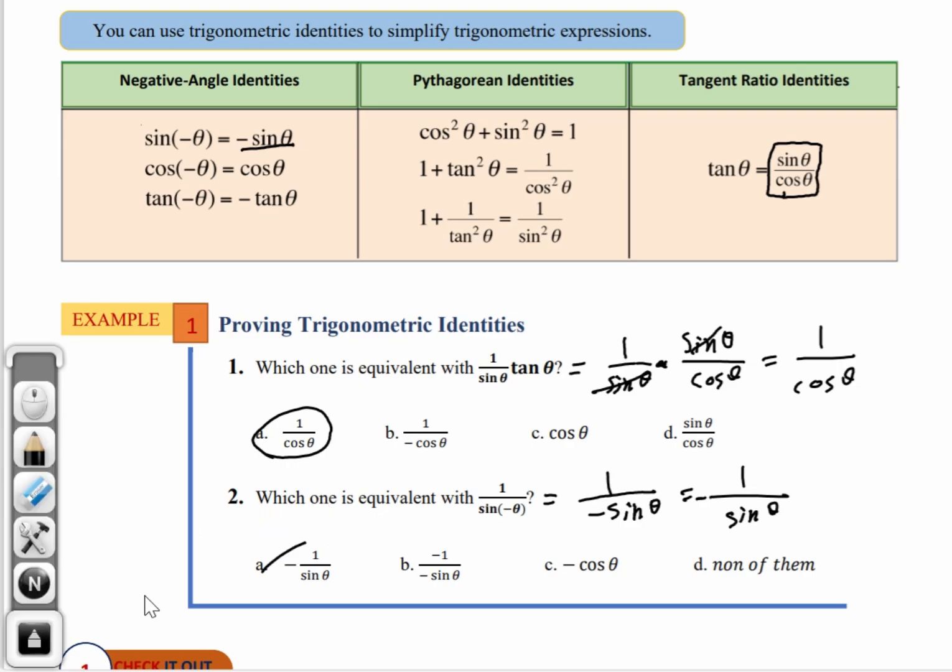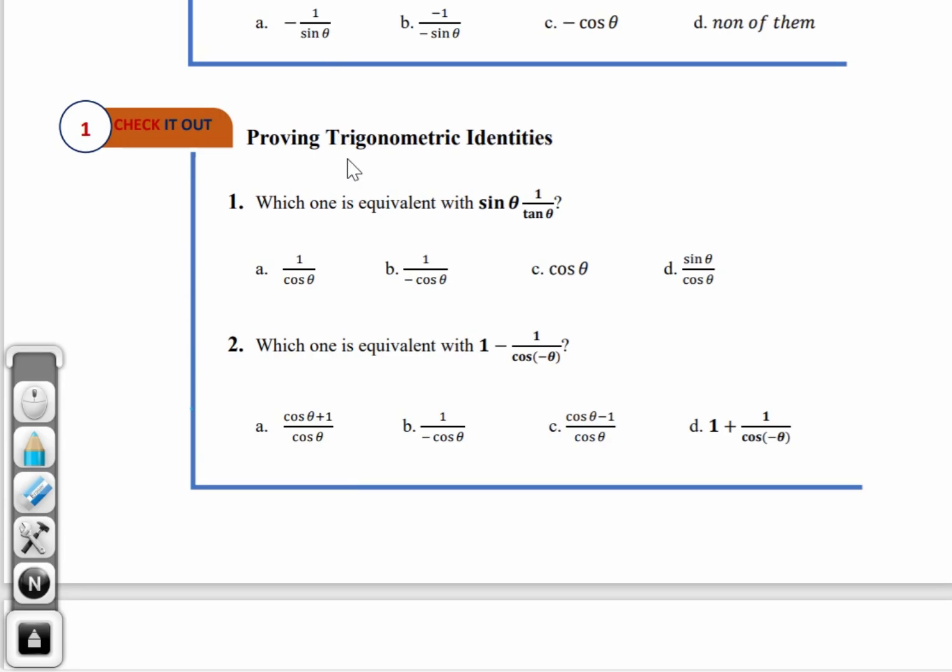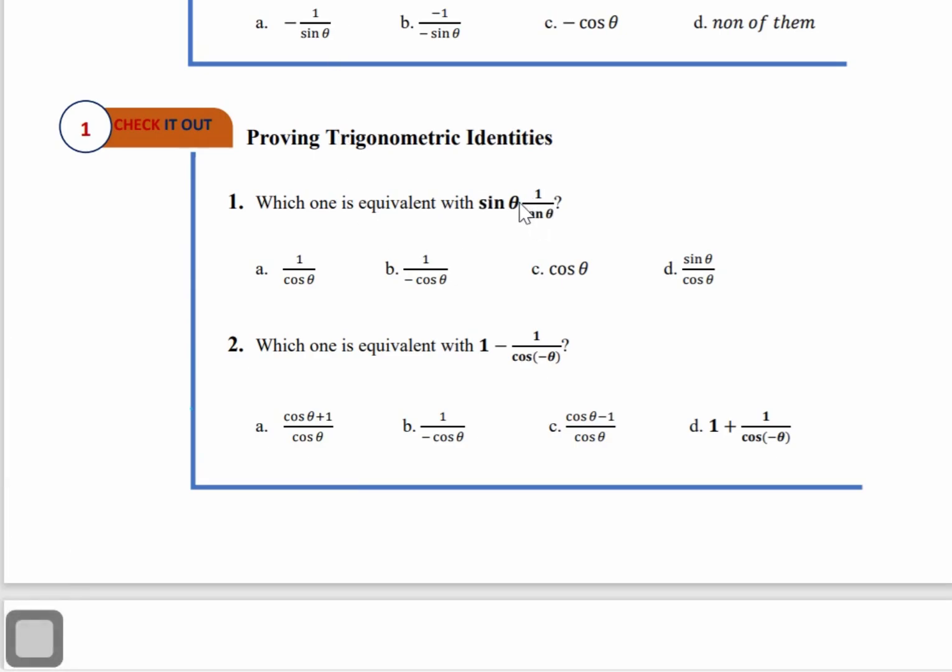Let's move to the checkout examples. Which one is equivalent with sine multiplied by 1 over tan? We cannot do anything with sine, so we rewrite as itself. We have sine theta multiplied by, for 1 over tan, we say that equals cosine theta over sine theta. So sine theta with sine theta is cancelled. Cosine is remaining. So cosine theta is remaining. It means branch C is the true answer.